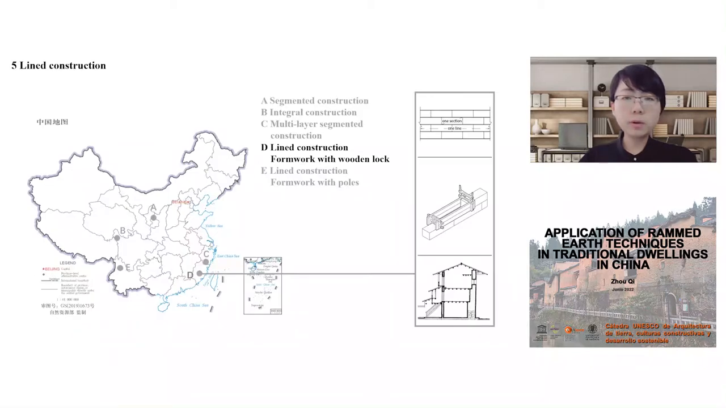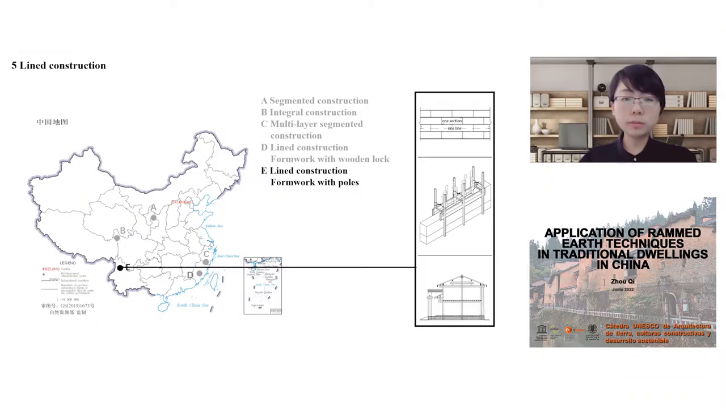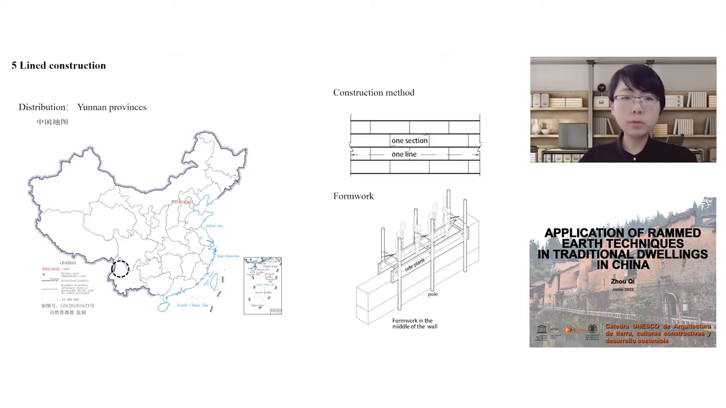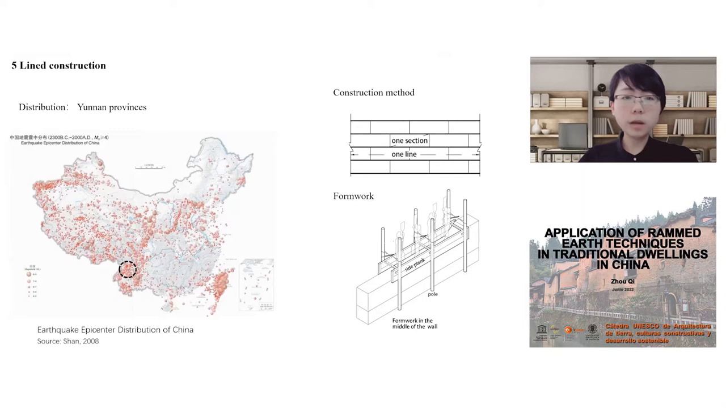The last type of formwork also belongs to the rammed earth construction. It uses poles for fixing. It is rare to see this in rammed earth construction because every time the formwork is moved, the pole holes must be restored, which increases the workload. This method is only seen in the Jianchuan area in Yunnan province. Because earthquakes are very frequent here, omitting the put logs can reduce the weak points of the wall.